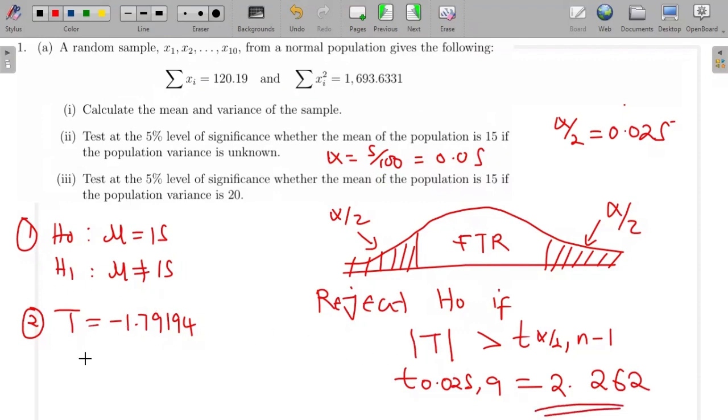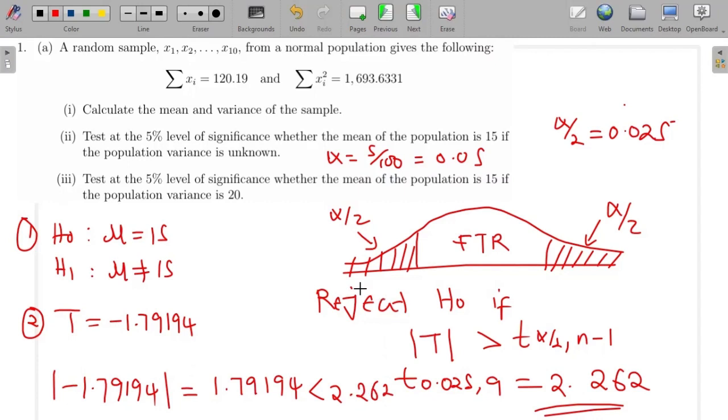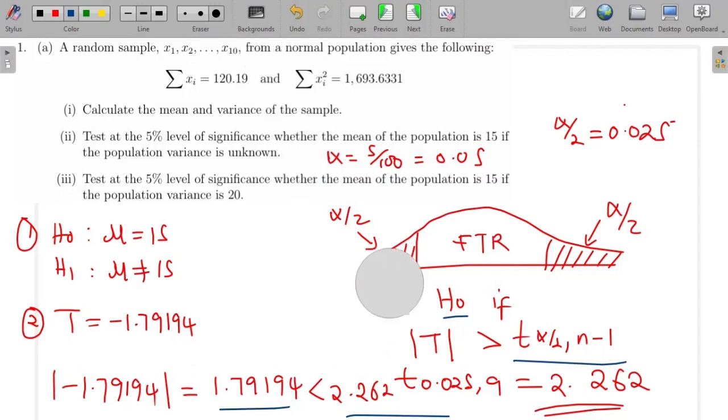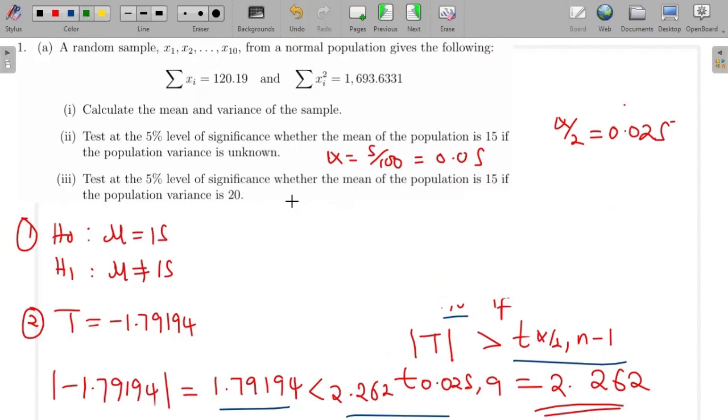If I get the modulus of this, it will be the modulus of minus 1.79194. So this will just give me 1.79194. So we see that this number here, the modulus of this is actually less than the 2.262. Okay, so we said we are only going to reject the null hypothesis if the modulus of this is greater than this. But here we find a contradicting statement because this guy is actually less than this. Okay, so our conclusion there will be that we fail to reject. So this would be 4.